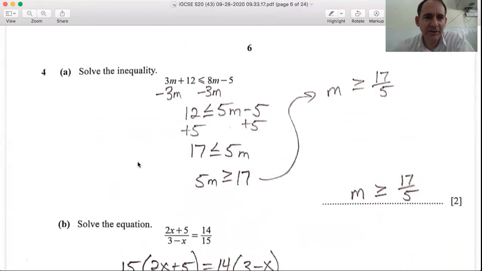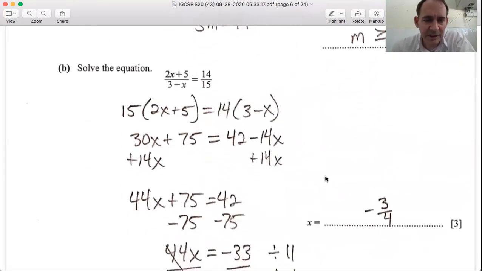Moving on, number 4A, solve the inequality. I prefer to get the variables on the side so that the variable is positive. So I'll subtract 3m from both sides, get 12 less than or equal to 5m minus 5. Since my m's are on this side, I need to move the numbers to the left, add 5, get 17 less than or equal to 5m. I just flip that around so that my variables are in the front. I think it's a little bit easier that way. Divide both sides by 5. m is greater than or equal to 17/5.